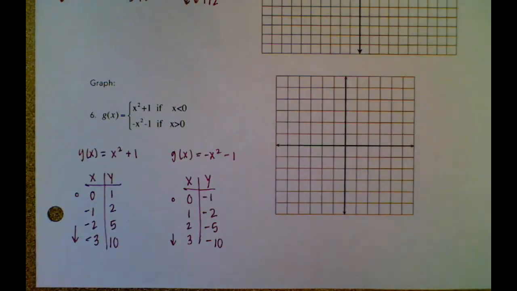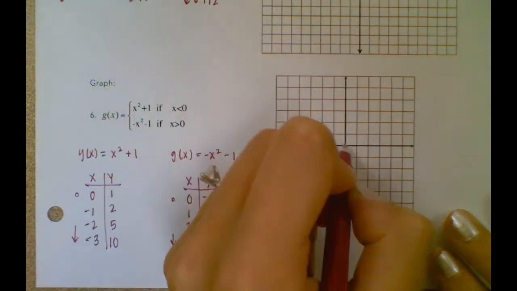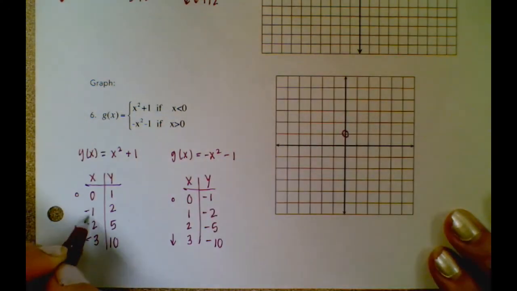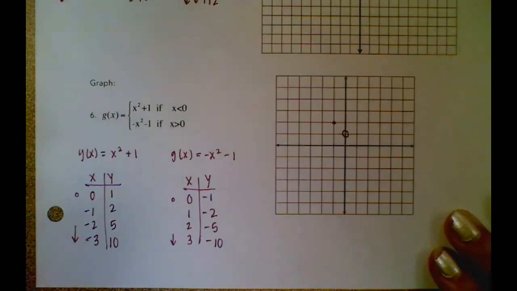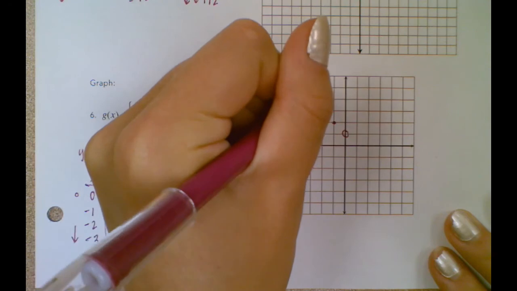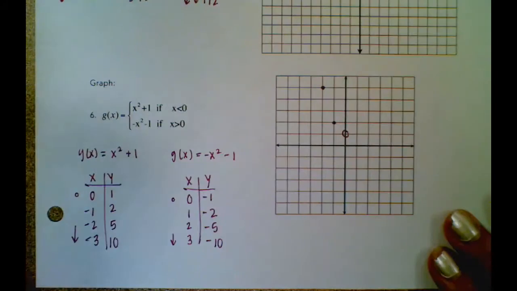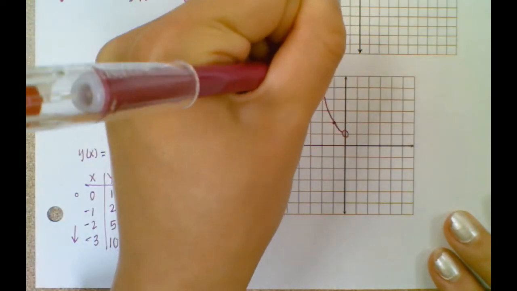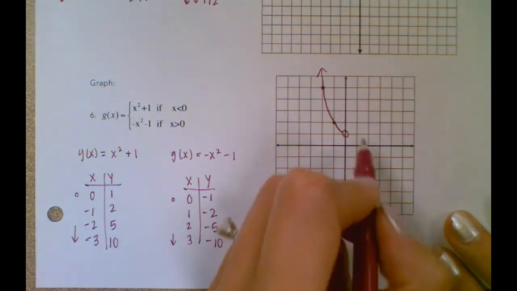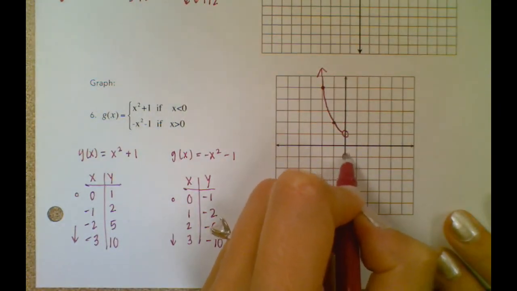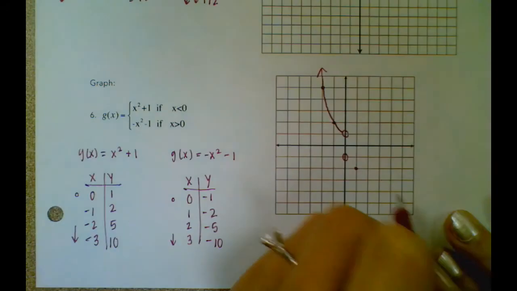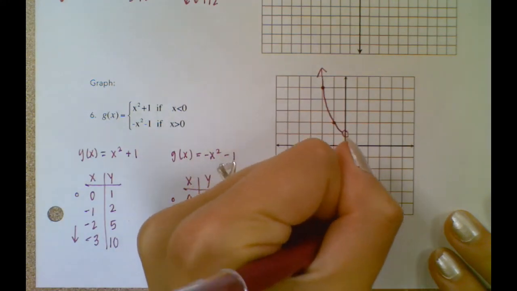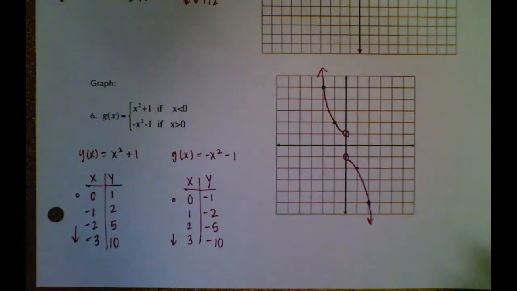Okay, and let's plot these points. So at (0, 1), I'm going to have an open circle. And then (negative 1, 2), (negative 2, 5). All right, and it looks like I can't fit the last one on there. So this is a quadratic equation, so I know I need to curve this a little bit. Okay. And then over here, I have (0, negative 1) with an open circle. (1, negative 2). And (2, negative 5). And that's going to close off like that. Again, that's a quadratic.